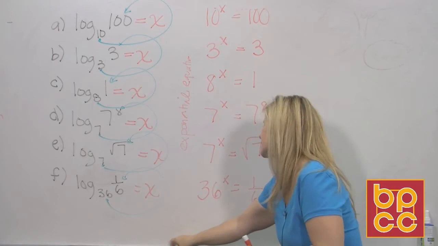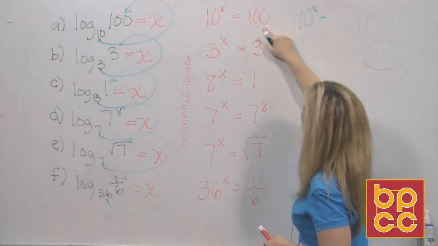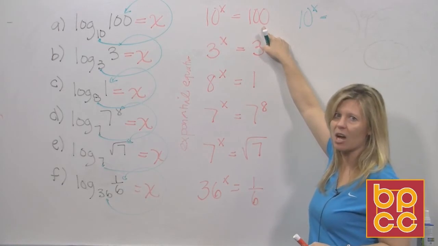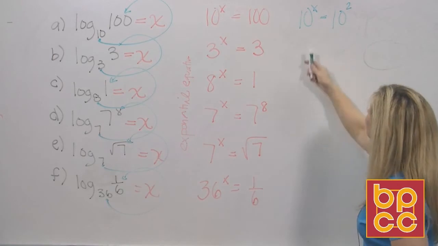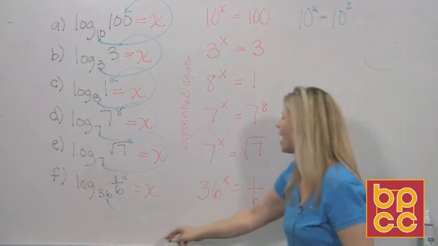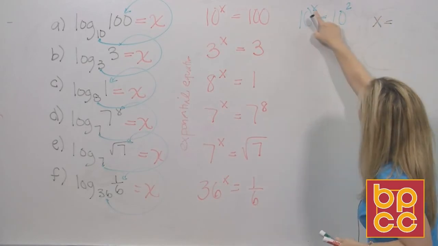The 10 is going to stay. What we can do is rewrite 100. 100 is 10 times 10, which we know is 10 squared. Now that the base is the same, you have your answer. What's your answer for x? X equals 2.